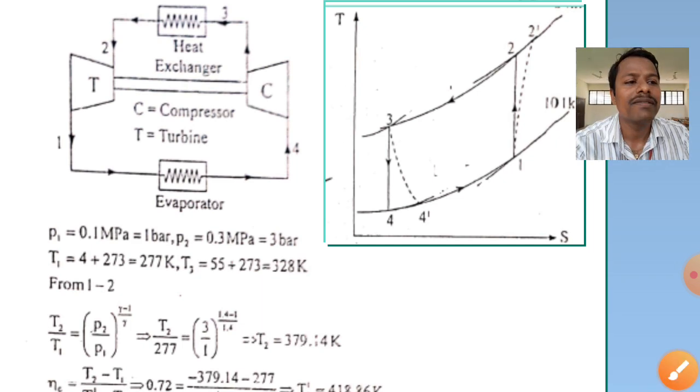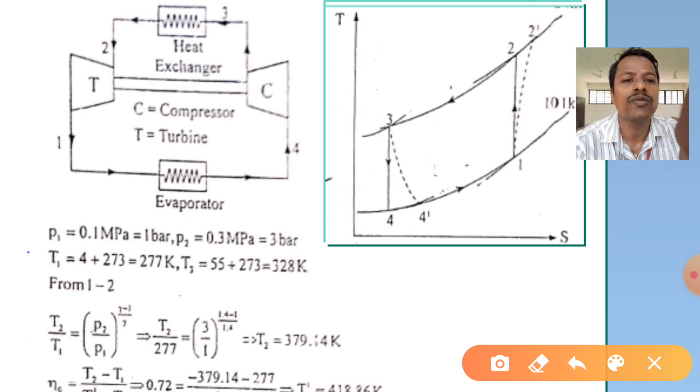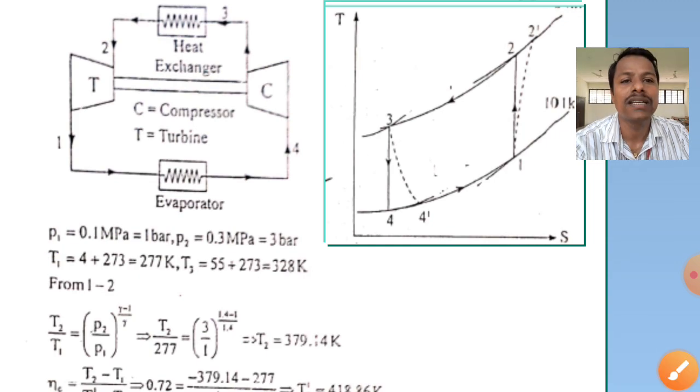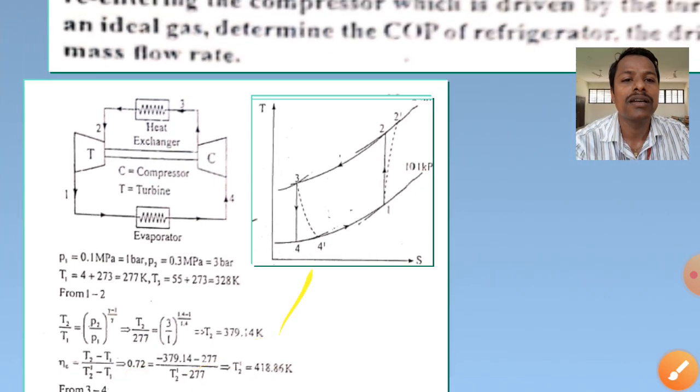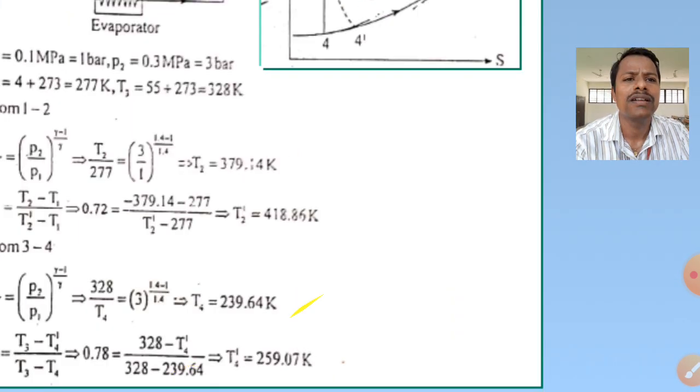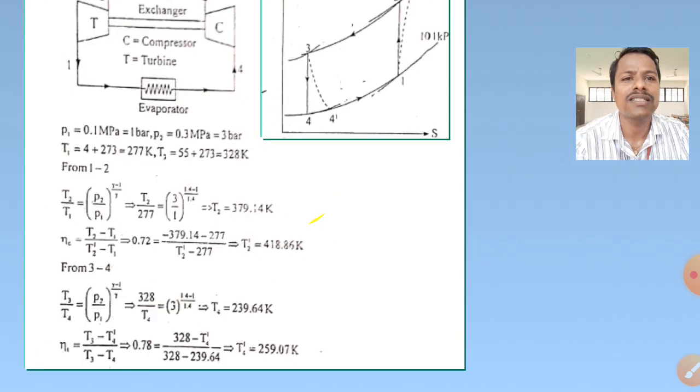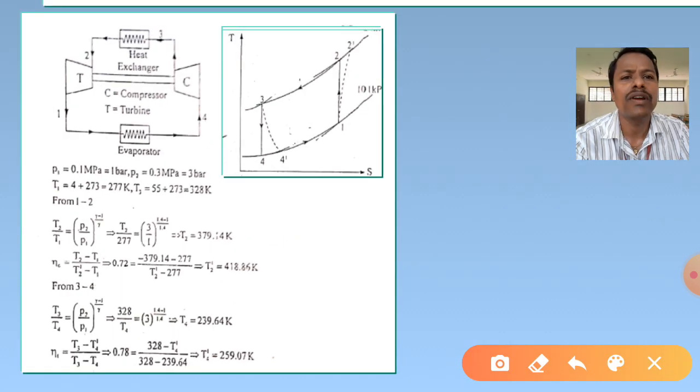Now, here he has given the temperature T1 as 4 degree Celsius, plus 273, I am converting it to Kelvin, and T3 as 55 degree Celsius, again it is 328 Kelvin. Again as usual, we need to find the unknown temperatures, that is T2 and T4. But here the cycle is an actual cycle. First we will apply the isentropic law and find out T2.